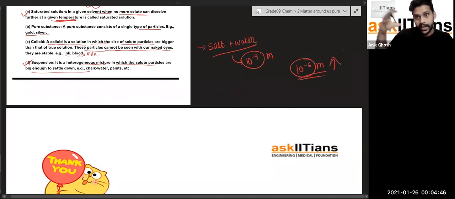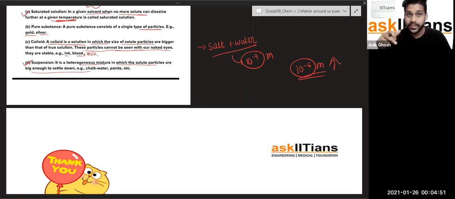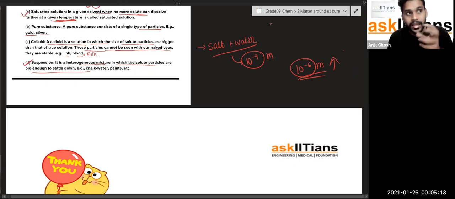Okay, so when the particle size is up to 10 to the power minus 9, we cannot see the particles after getting dissolved. That is called a true solution. Okay, that is a homogeneous solution. For a colloidal solution, the particle sizes are getting bigger. That is a heterogeneous solution now because the particles are bigger. So they are not getting completely mixed. The system would not be transparent like the true solution. It would be translucent. I think you know the difference between transparent and translucent.